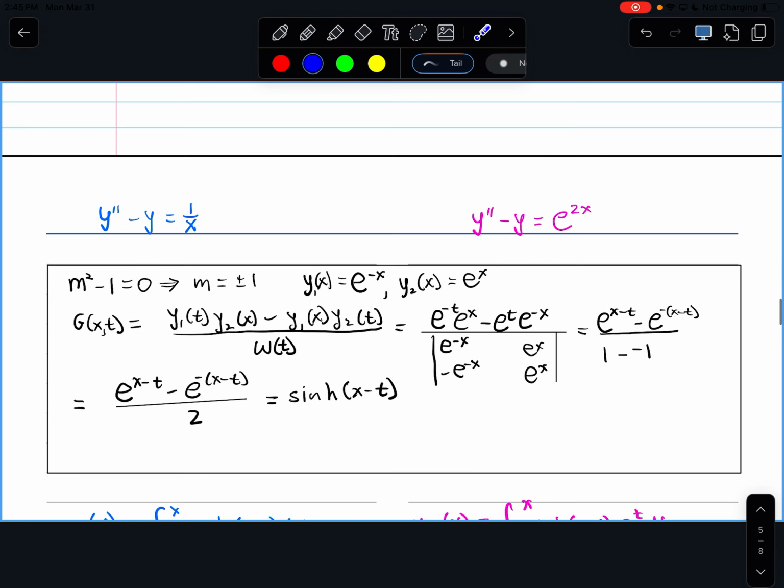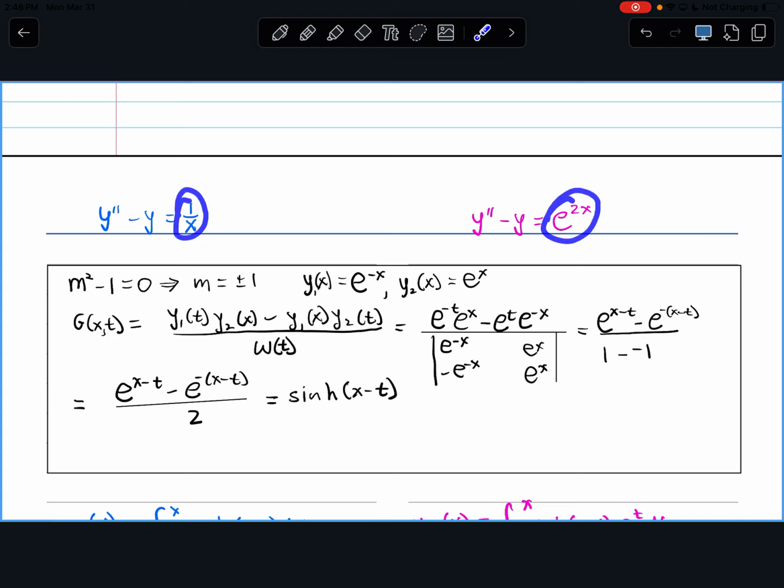Now, let's look at a couple of equations here. One of the good things about the Green's function is that it doesn't have anything to do with what's on the right-hand side. You've got your equation on the left-hand side, and then whatever on the right-hand side. Notice these two differential equations are the same except for what's on the other side. You've got y double prime minus y, so they have the same auxiliary equation. So I find two solutions: y1 equals e to the negative x and y2 equals e to the x.